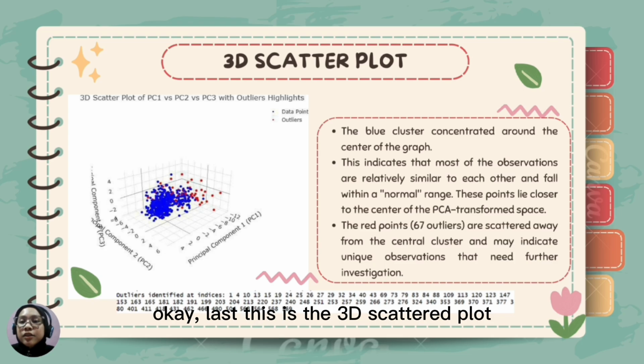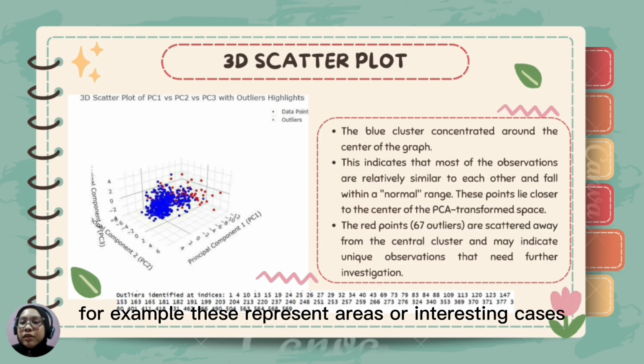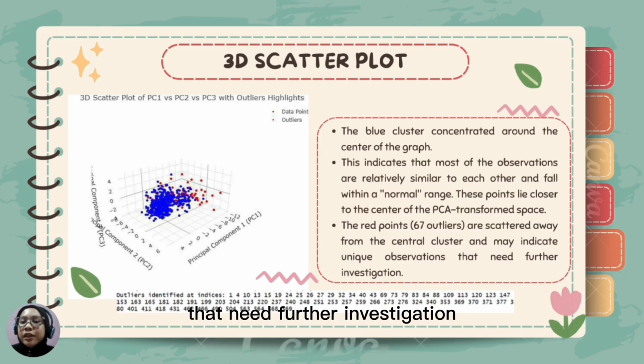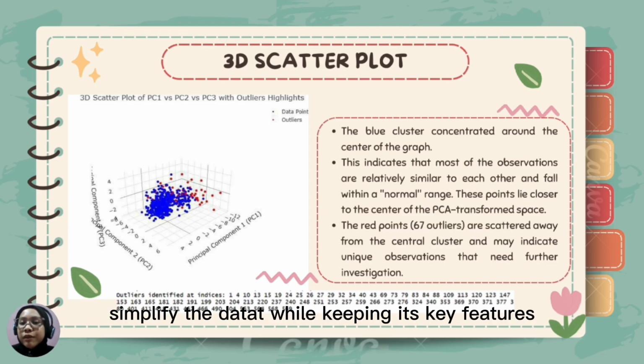Okay, last, this is a 3D scatter plot of the first three components. The blue points represent the main data cluster. These points are close to each other and the center of the plot, meaning they are relatively similar. The red points are the outliers, where they are scattered far from the main cluster, indicating unique or unusual observations. For example, this could represent errors or interesting cases that need further investigation. In conclusion, this analysis helps simplify the data while keeping its key features.